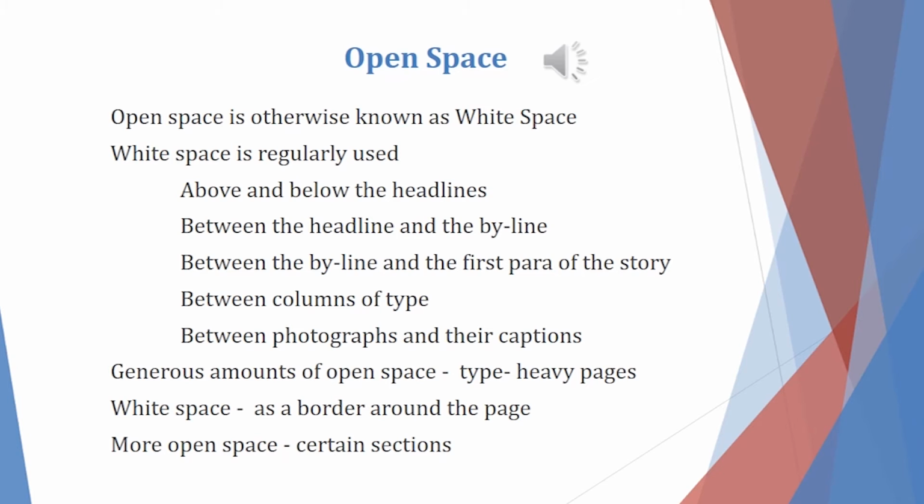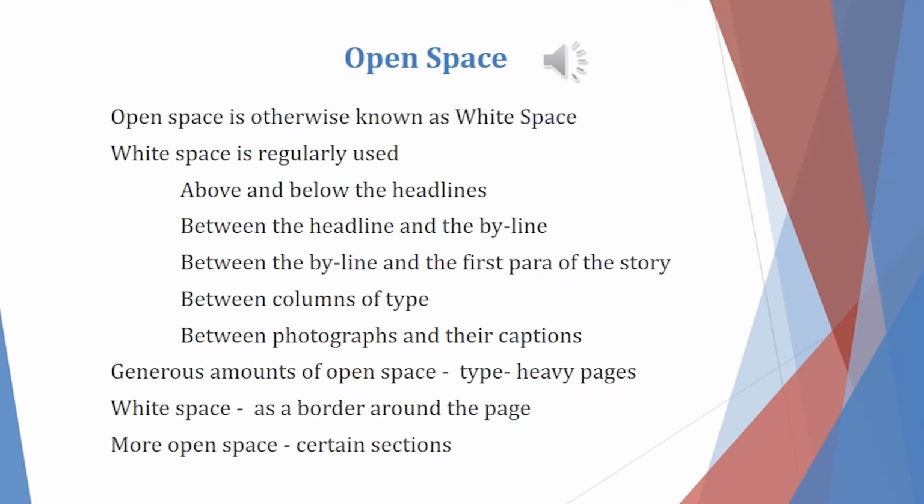White space is visible above and below the headlines, between the headline and the byline. It is also visible between the byline and the first para of the story. They are used to relieve large quantities of gray type. White space is a good design technique that is employed in type-heavy editorial pages by using liberal amounts of open space on such pages.